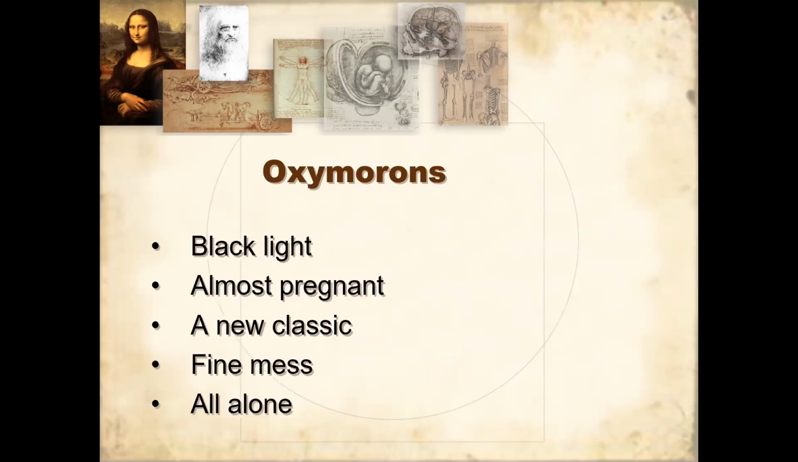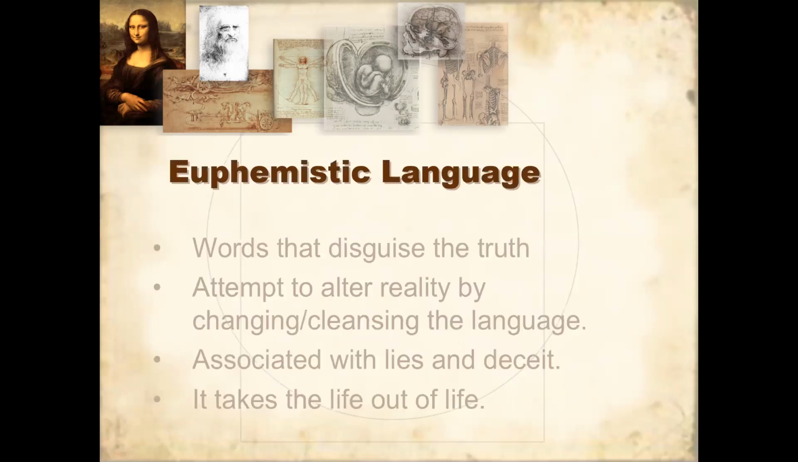Same with oxymorons. To have a black light, that's opposite. Black is the opposite of light. To be almost pregnant, you either were or you weren't. A new classic. A classic is old and tested by time, so how can you have a new classic? A fine mess, opposites. And how can you be all alone? All would mean a bunch of people or a bunch of things, and alone means by yourself. So how can you be all alone?